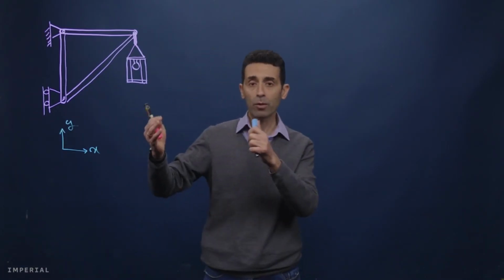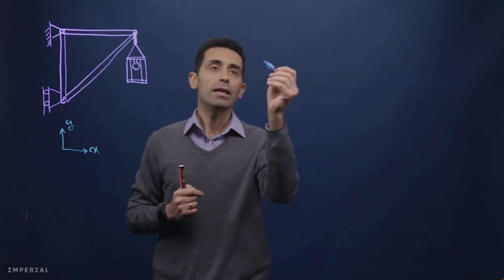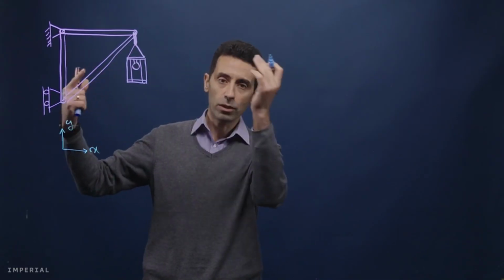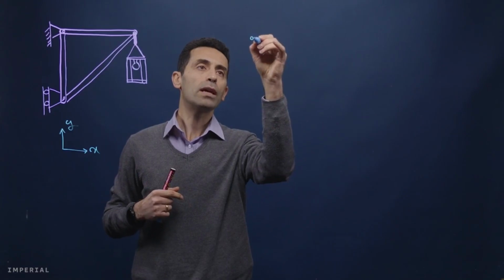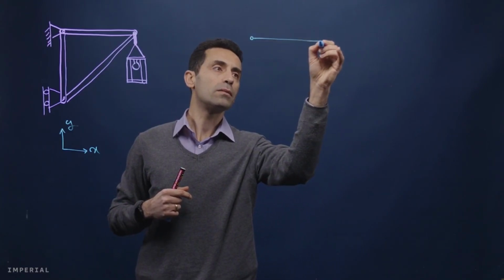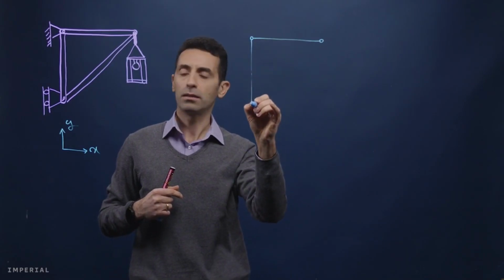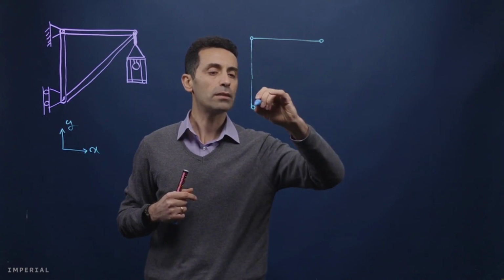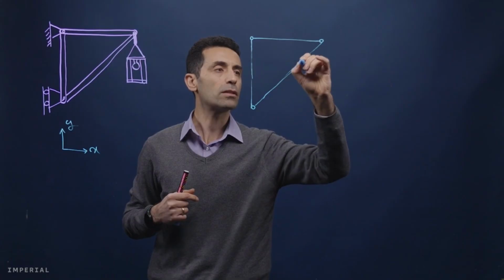Now we want to model this using truss elements. In order to do that, we need to replace every truss member with 1 truss element. So we will have 1 element here, 1 element there, and then we have a final element, the 3rd one, at this location.